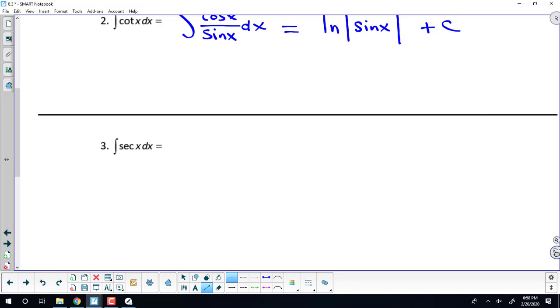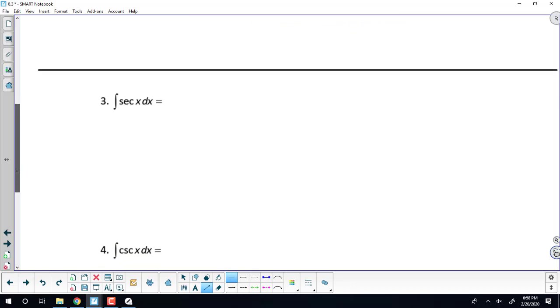A lot of these four especially, they show up heavily when we use trig substitution. So they do show back up.